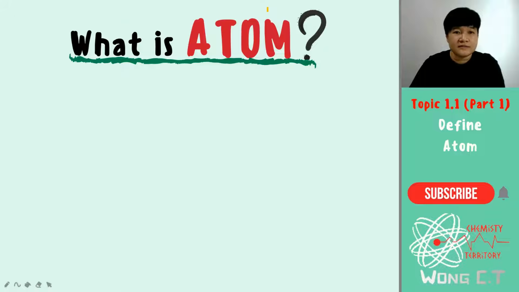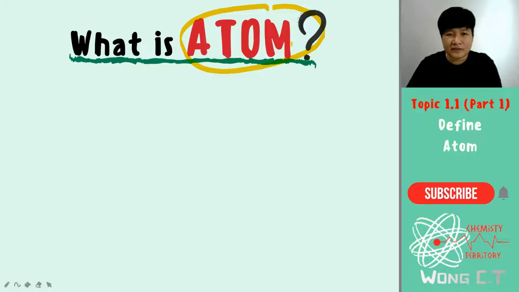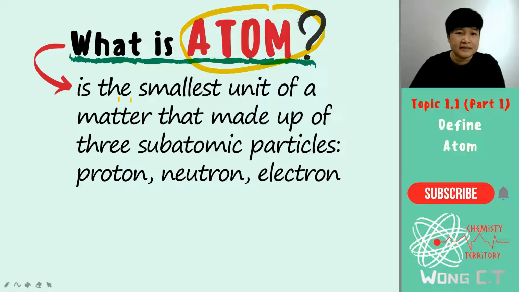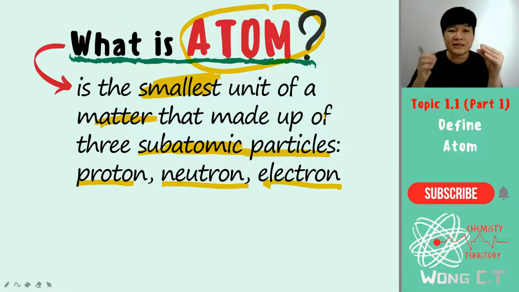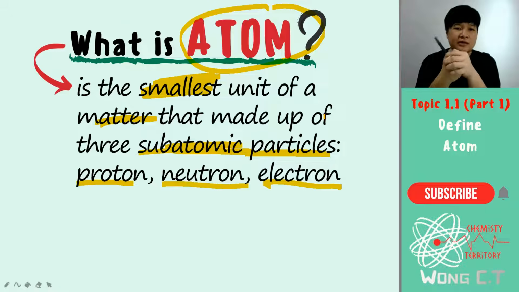Let's start off with atom. What is actually an atom? An atom is the smallest unit of matter that is made up of 3 subatomic particles. So what are the subatomic particles? Your proton, your neutron, and your electron. Those are the 3 subatomic particles. An atom is actually the smallest thing that you have in chemistry. It's the most basic thing that you have, and inside an atom, you can only have proton, neutron, and electron.